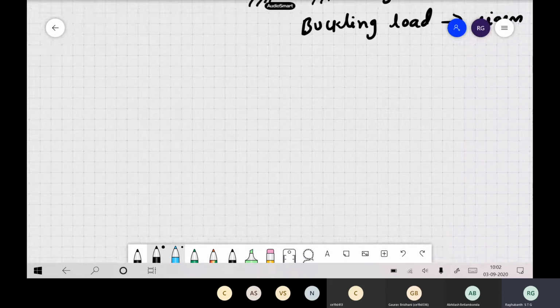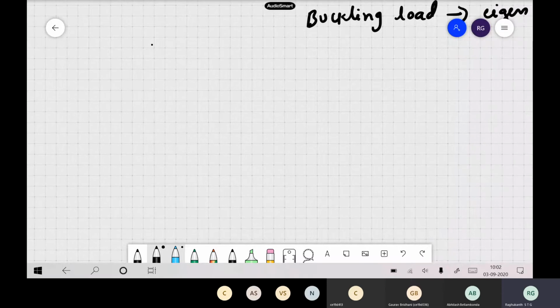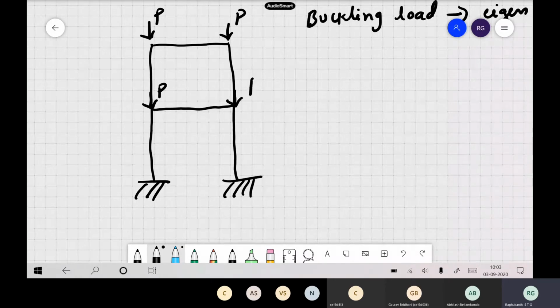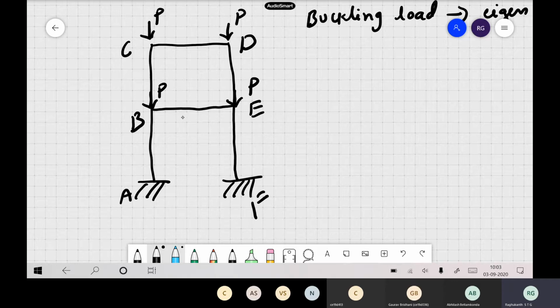So today, let us extend our discussion. Suppose you have a frame like this, and for the time being assume everything is fixed. Now I want to find the buckling load of this frame. You have a load P here, here also a load P, then here also, and here also a load P. The joints are A, B, C, D, E, and F.